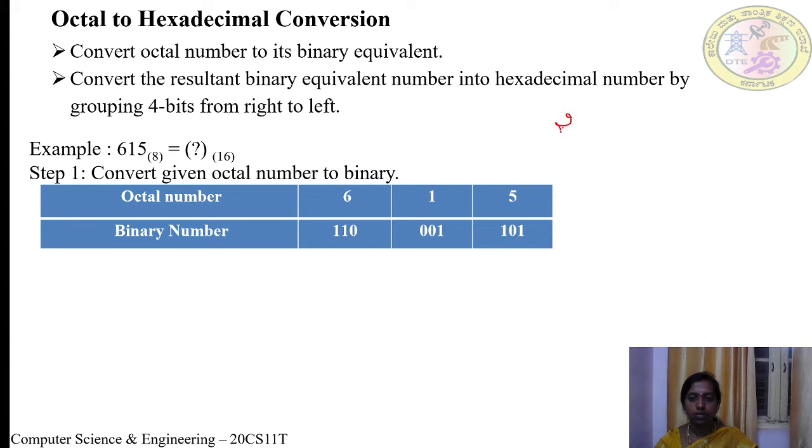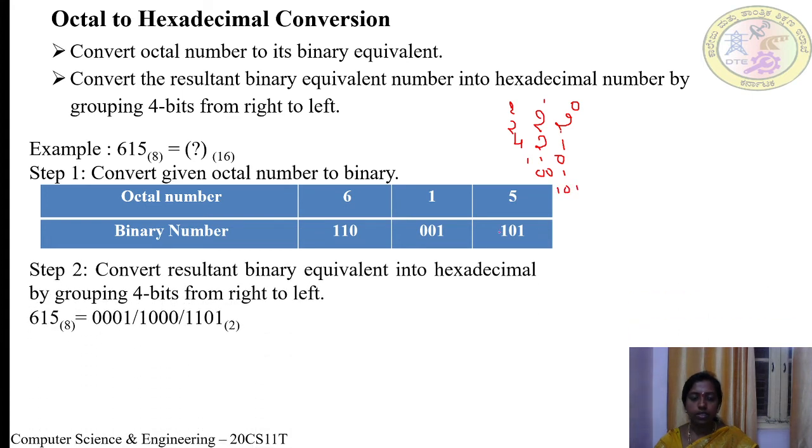That is, 3 positions we have to take, to the power of 0, to the power of 1 and to the power of 2, that is 4, 2 and 1. 6 can be written as 1, 1, 0. 1 can be written as 0, 0, 1 and 5 can be written as 1, 0, 1. And we move on to the second step. Convert the resultant binary equivalent into hexadecimal by grouping 4 bits from right to left.